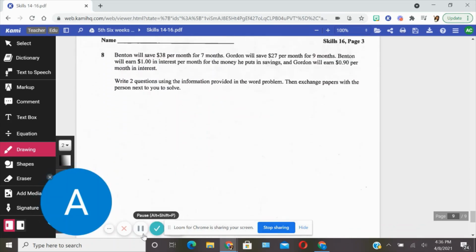Lastly, number 8. So it says Benton will save $38 per month for 7 months. Gordon will save $27 per month for 9 months. Benton will earn $1 in interest per month for the money he puts in the savings. And Gordon will earn 90 cents per month in interest. So I want you to write 2 questions using the information provided in the word problem. This says to exchange papers with the person next to you. We are not going to do that, so don't worry about that. I just simply want you to create 2 questions of your own for number 8.